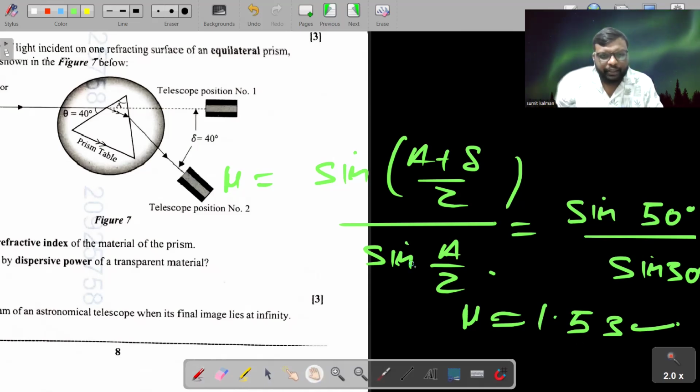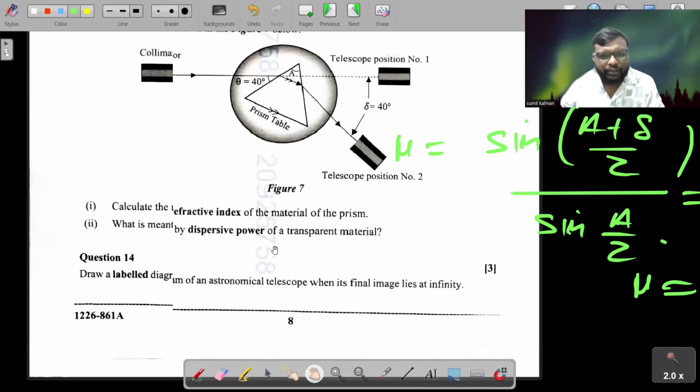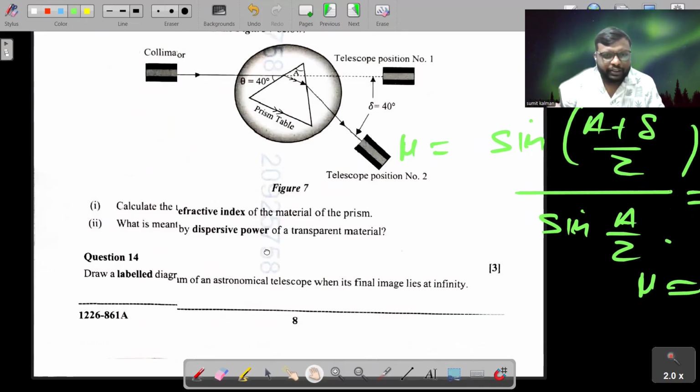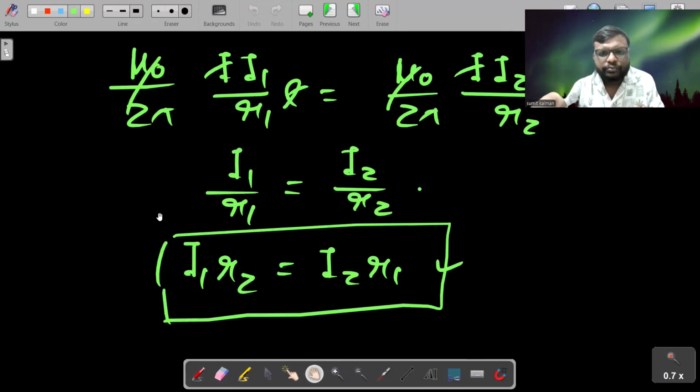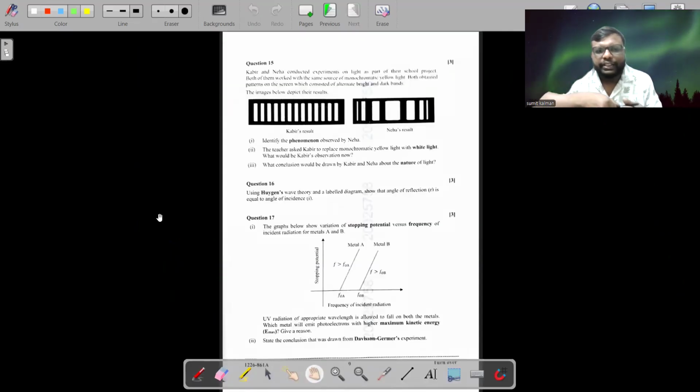And in the second part: what is meant by the dispersive power of a transparent material? This is a simple definition. And in the next part, students, you have to draw a ray diagram of an astronomical telescope when its final image lies at infinity. So simple, students, you have to draw the diagram. It is also given in the book, and I have taught this in the class as well. So next, we will proceed to the next problem. 15.